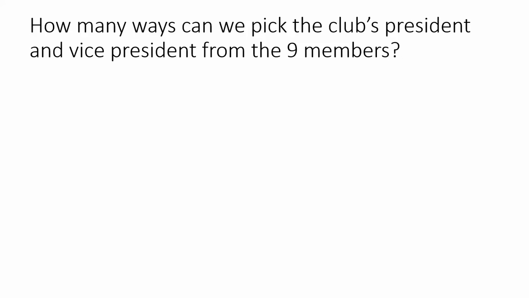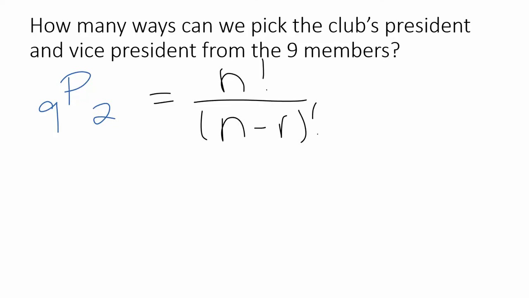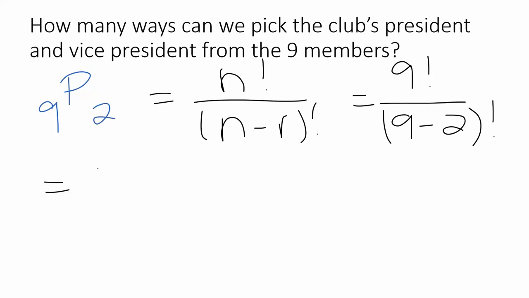Let's try a story problem. How many ways can we pick the club's president and vice president from the 9 members? So this is a permutation of 9, pick 2. Our formula is n factorial divided by n minus r factorial. So 9 factorial divided by 9 minus 2 factorial, or 9 factorial divided by 7 factorial. We'll write those both out.